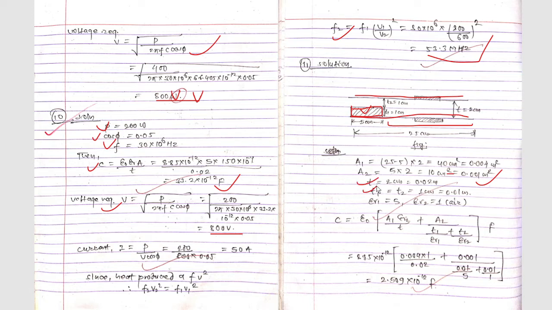The thickness is given as 2 centimeters. Similarly, T1 and T2, this is T1 and this is T2. So T1 and T2 are 1 centimeter. Similarly, epsilon R1 is 5 and epsilon R2 is equal to 1 in air. And here we have the formula to calculate capacitance, that is C is equal to epsilon naught into A1 upon (T plus) A2 upon (T1 upon epsilon R1 plus T2 upon epsilon R2), and this will give the result in Farad. So just substitute the values, you will get 2.509 into 10 to the power minus 12 Farad.